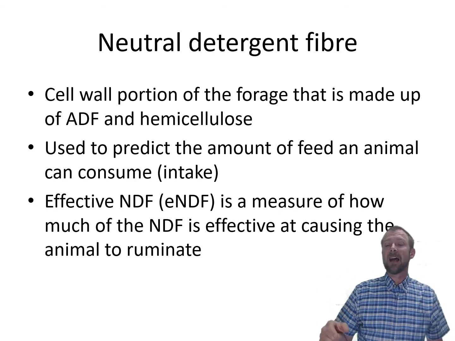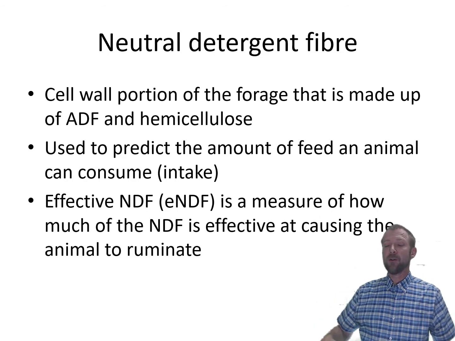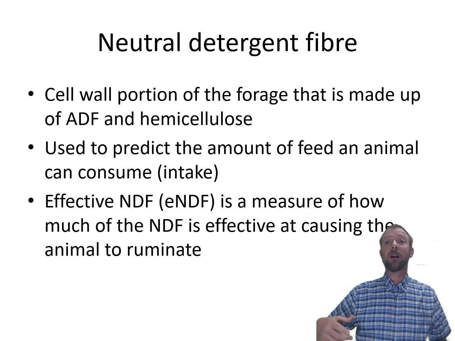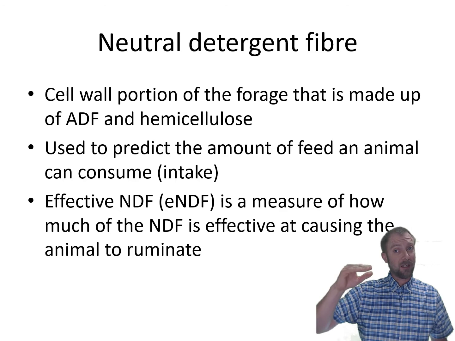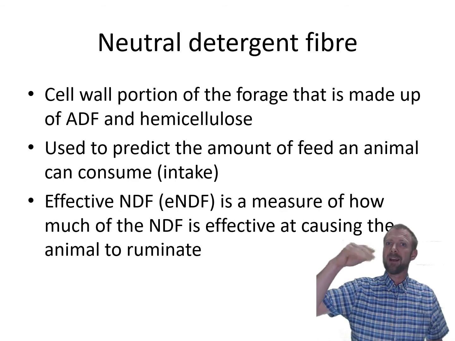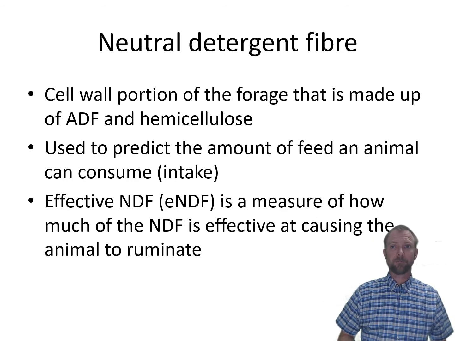Now, all of this though, all that NDF, the hemicellulose, cellulose, and lignin, they're really going to dictate how quickly that feed gets broken down in the rumen and can move on. New feed cannot come in until the old feed leaves. And so this neutral detergent fiber actually is a good predictor of feed intake. We're going to have certain levels of NDF that an animal can handle. Once we go above those levels of NDF, then we start hampering feed intake on that animal.